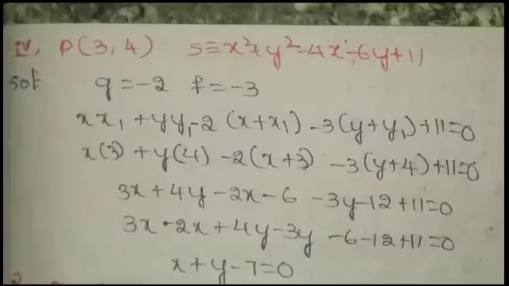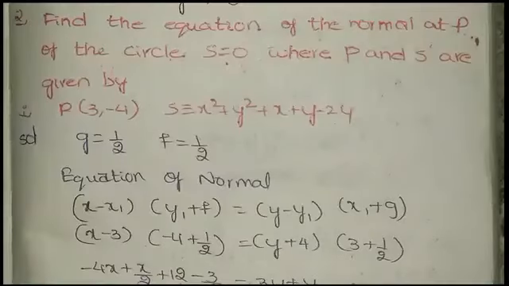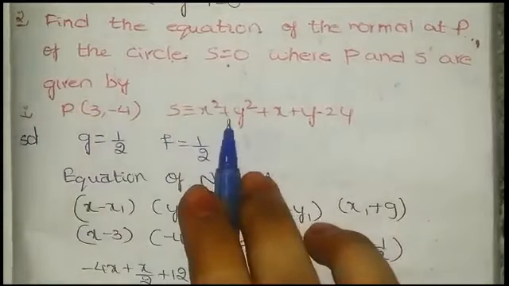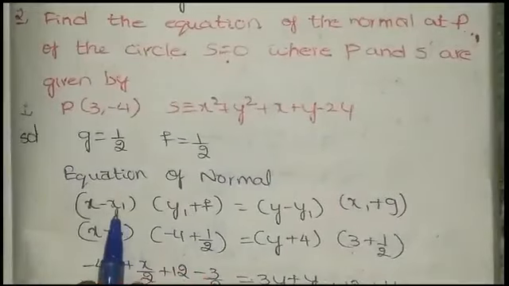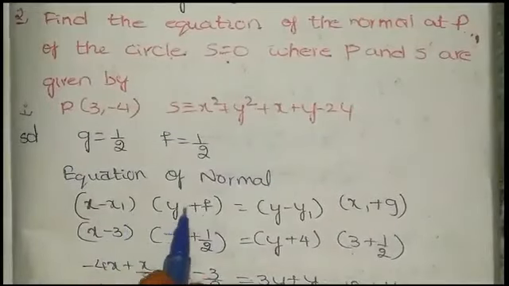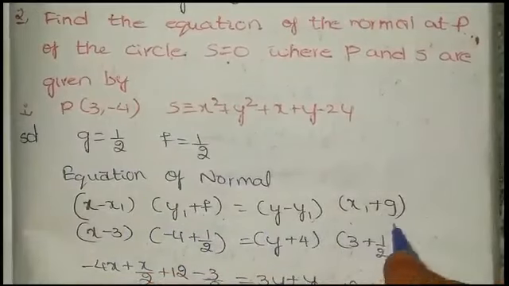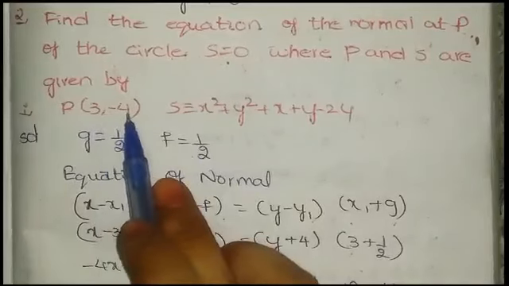So this is the fourth one. Same process. Now we have to find the normal. They give you a point and a circle equation, and they asked us to find the normal equation. The normal equation formula is (x minus x1) into (y plus f) is equal to (y minus y1) into (x plus g). First of all, find the g and f values. And the given point is 3 comma minus 1.